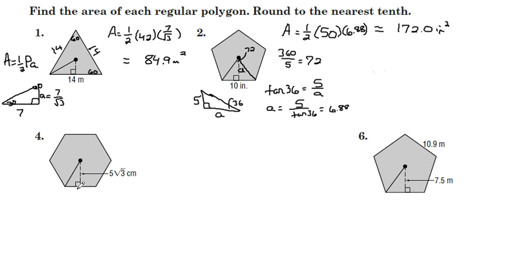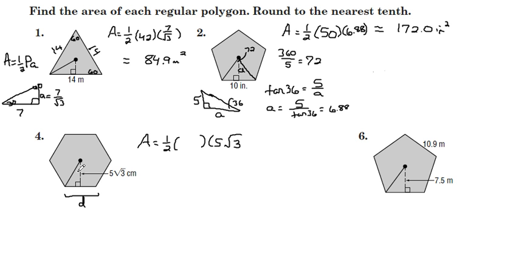Okay, for number 4, here we have a hexagon, and the hexagon gives us the apothem. What we don't know is the perimeter. Got to do a little work to find the perimeter. We need to know one side, this distance right here. Call that D for distance. Okay, so we'll set up what we do know. A equals 1/2 perimeter yet to be found times the apothem, 5 radical 3.